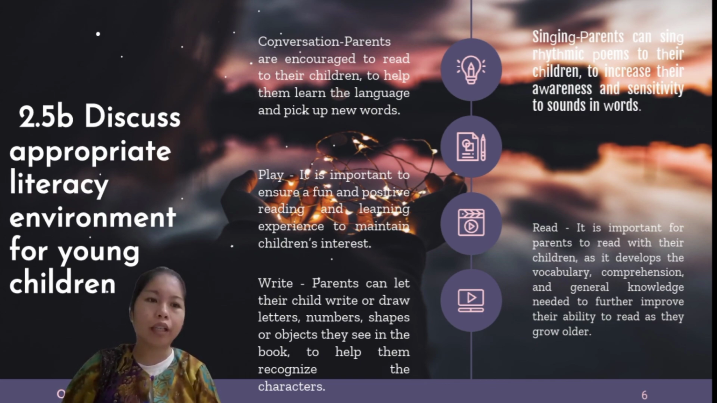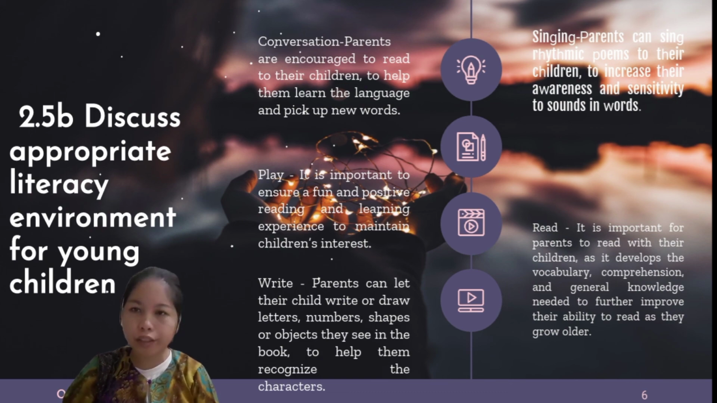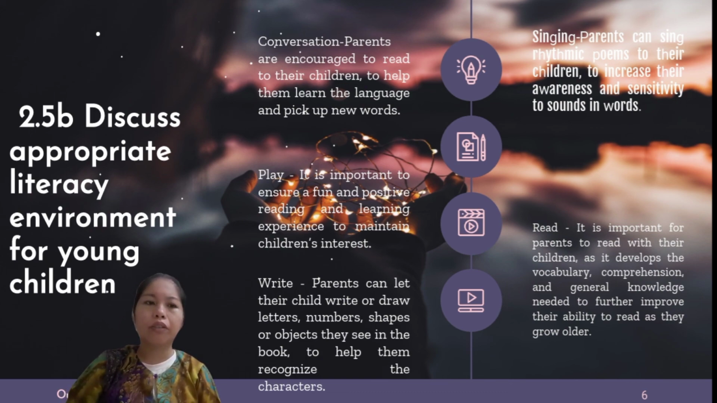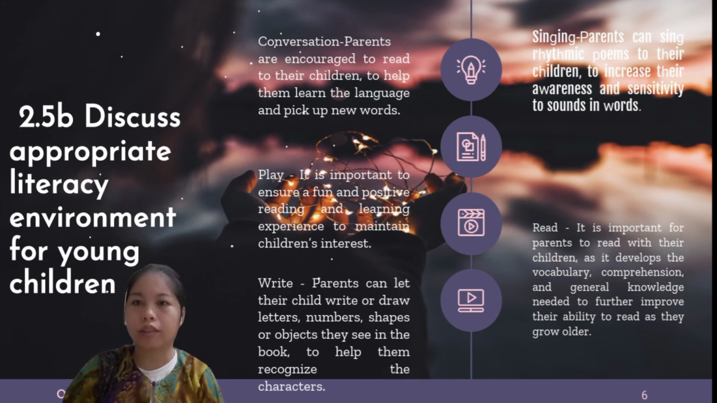Number 4 is singing. Parents can sing poems to their children to increase their awareness and sensitivity to sounds in words. And number 5 is read. It is important for parents to read with their children as it develops the vocabulary, comprehension, and general knowledge needed to further improve the ability to read as they grow older.